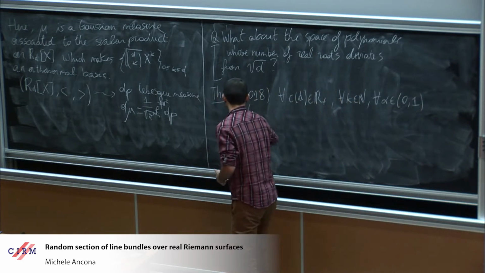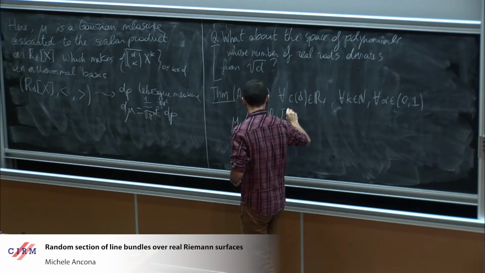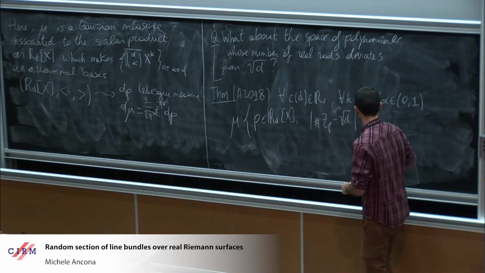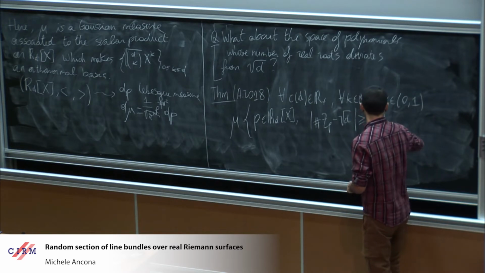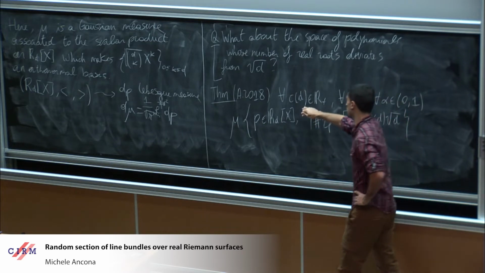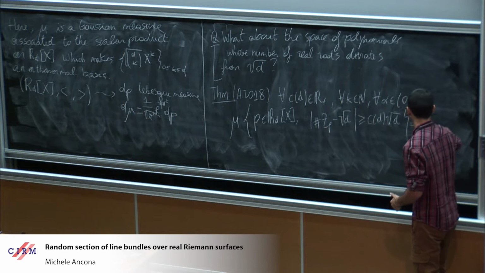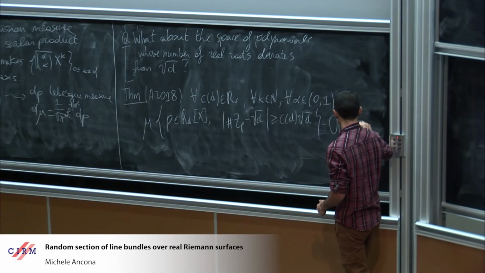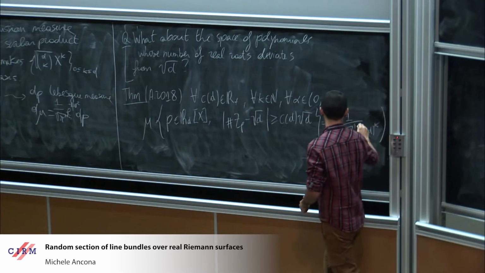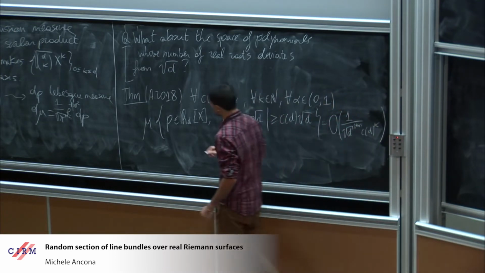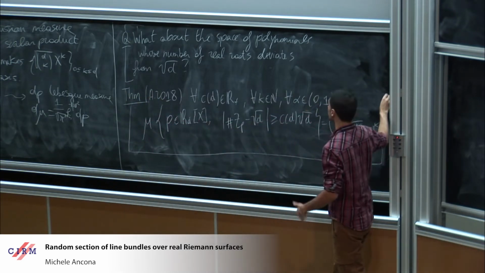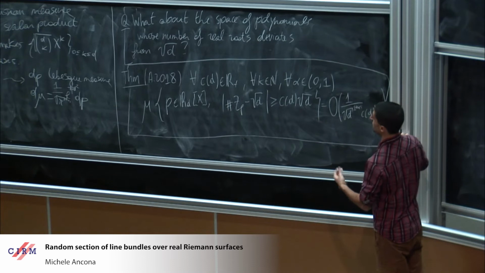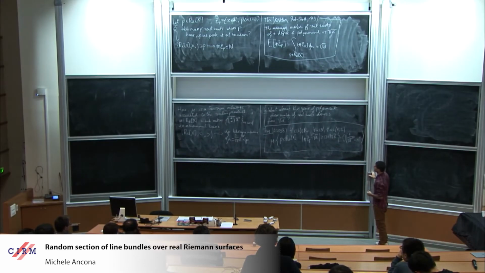the measure of the space of polynomials such that the number of real roots deviates, from the right or from the left, more than this fixed sequence times square root of d, goes to 0 faster than all polynomials in our fixed sequence. So for high degree, in the sense of probability, there are really many polynomials whose number of real roots is near square root of d.